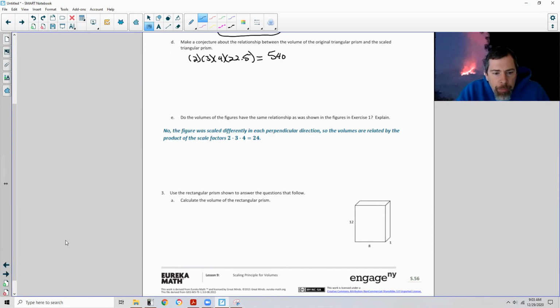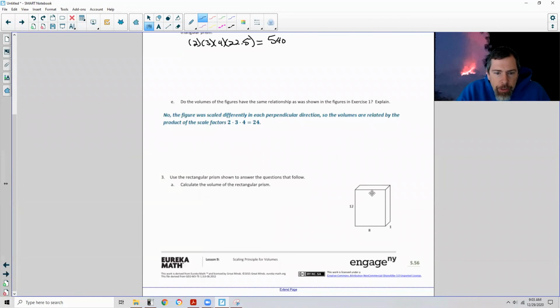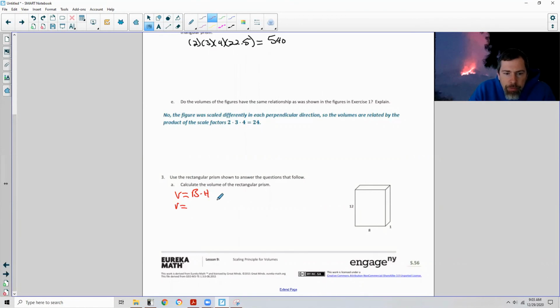Alrighty, and number 3, use the rectangular prism shown to answer the questions that follow. Calculate the volume of this rectangular prism. All right, so here we go. You say V equals capital B times H, and B equals the base area, which is a rectangle, which is length times width, times the height.